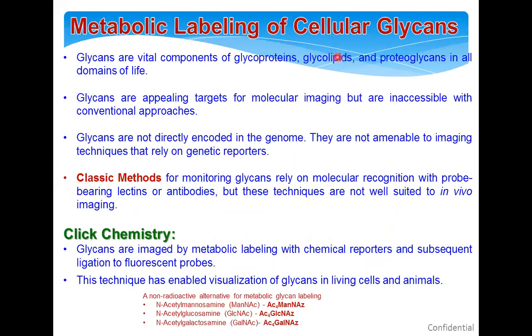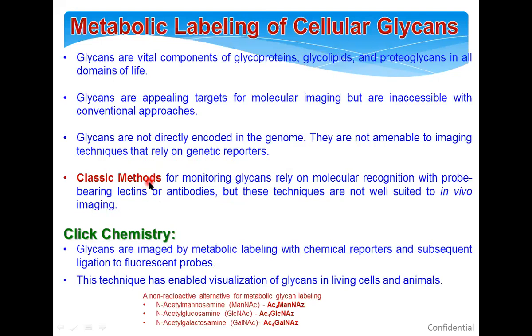Another range of products that we have based on click chemistry is for studying cellular glycans. So what are glycans? Glycans are vital components of glycoproteins, glycolipids, and proteoglycans in all domains of life. They are appealing targets for molecular imaging, but glycans are very inaccessible with conventional approaches. Unlike DNA and protein, they are not directly encoded in the genome, and they are not amenable to imaging techniques that rely on genetic reporters, so you can't use genetic reporters.